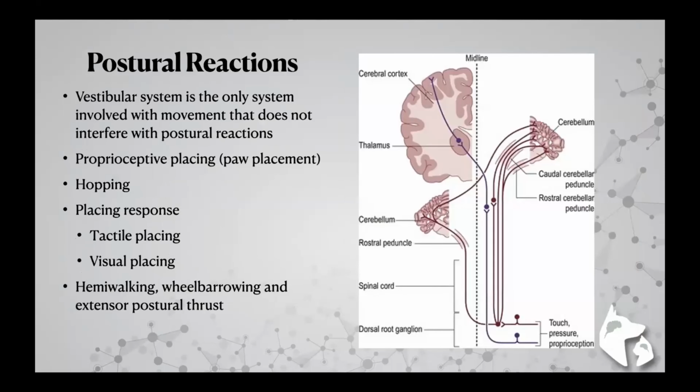So postural reactions. This is another thing that you want to incorporate in your neuro exam. You really should be doing an entire neuro exam regardless of where you think the problem is. The peripheral vestibular system is the only system involved with movement that does not interfere with postural reactions. If you have an inner ear problem that is causing balance issues, their postural reactions will be normal.